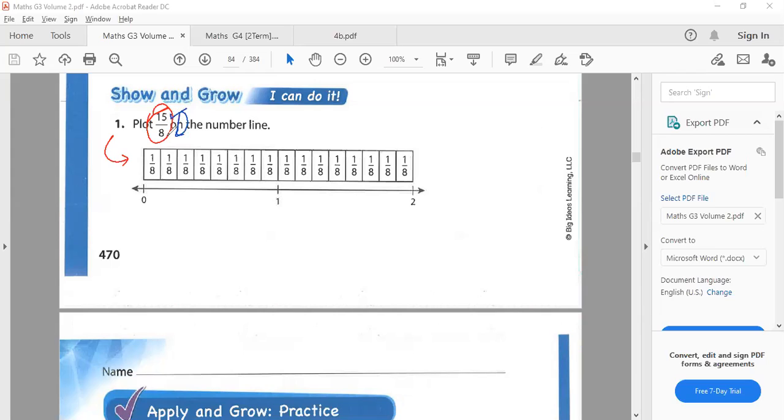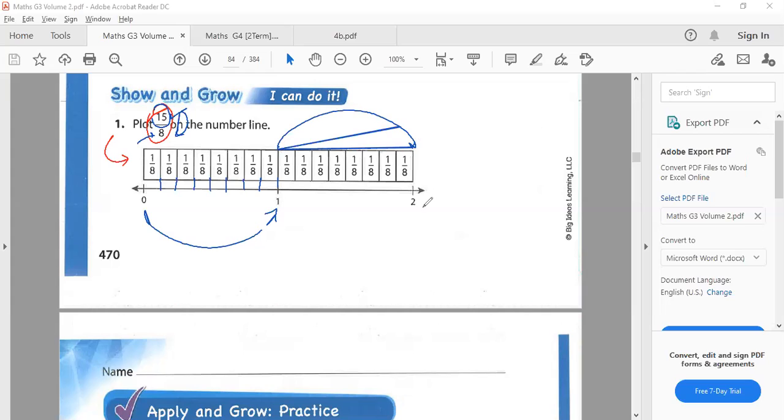Now we need to divide into how many equal parts, as yesterday? 8. Excellent. So from 0 to 1, we divide the distance into 8 equal pieces: 1, 2, 3, 4, 5, 6, 7, 8. So this is 8 equal parts. But we need 15 parts, not just 8, so we're going to get the next number.